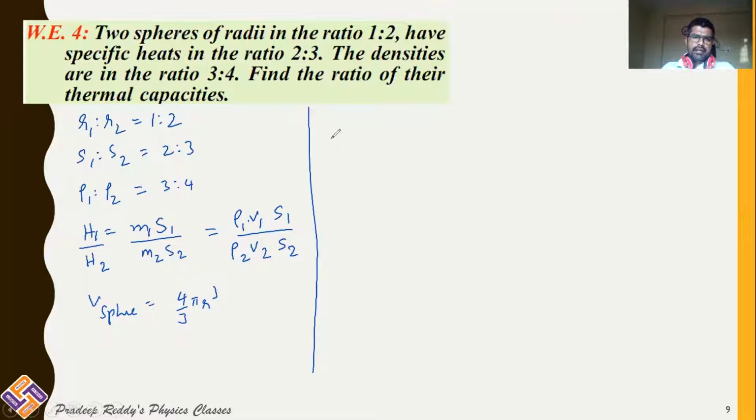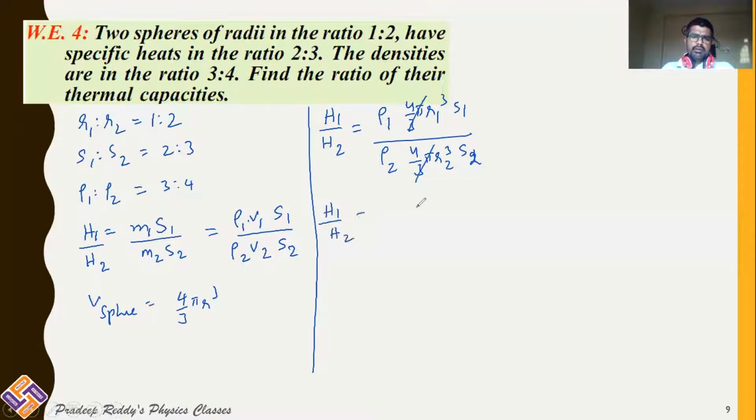H1 divided by H2 is equal to rho 1. What is volume V1? V1 is 4 by 3 pi into R1 cube into S1 divided by rho 2, 4 by 3 pi into R2 cube into S2. 4 by 3 pi gets cancelled. This is H1 by H2 is equal to rho 1 by rho 2 into (R1 by R2) whole cube into S1 divided by S2.